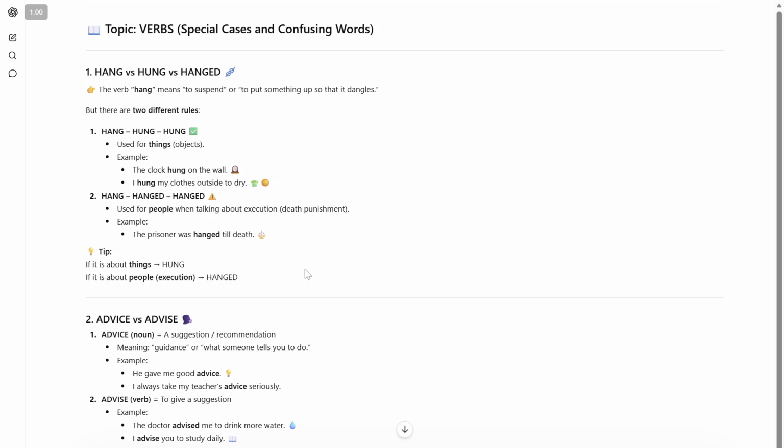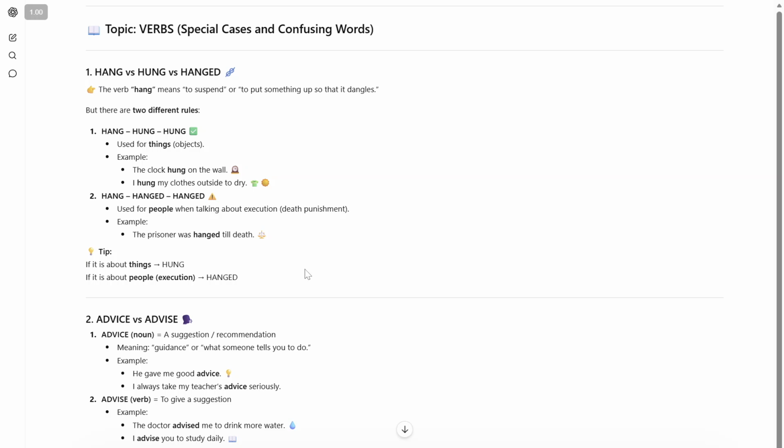Number 2. Advice versus advise. 1. Advice, noun, equals a suggestion, recommendation, guidance, or what someone tells you to do. Example, he gave me good advice. I always take my teacher's advice seriously. 2. Advise, verb, to give a suggestion. Example, the doctor advised me to drink more water. I advise you to study daily. Trick: C in advice, noun; S in advise, verb.